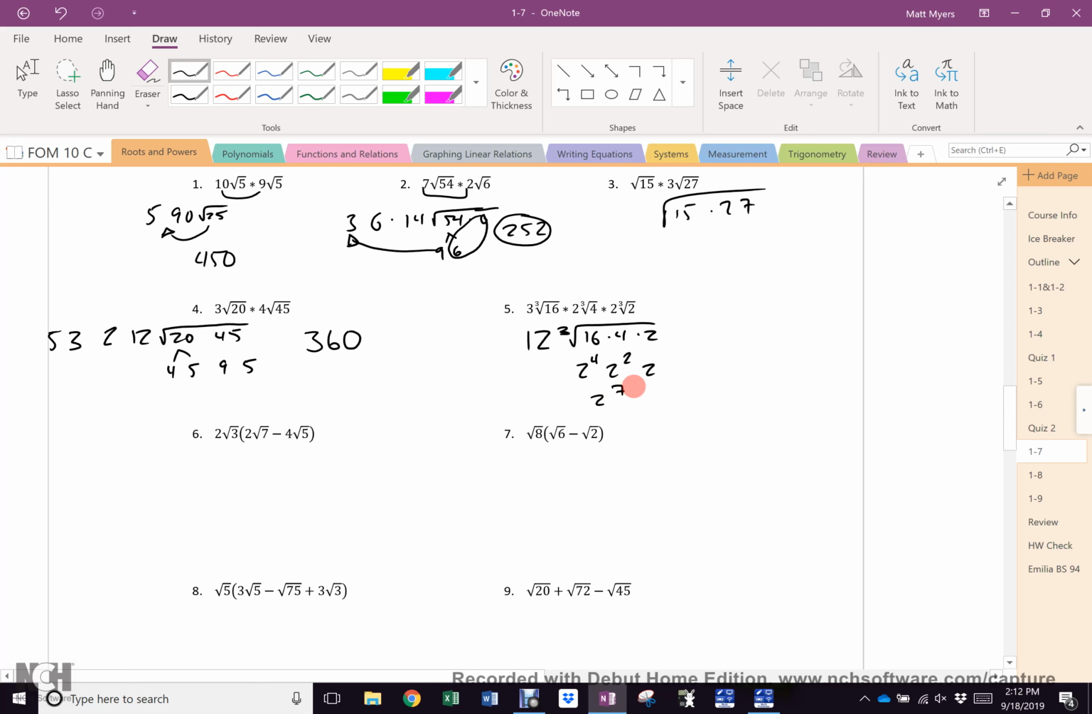2 to the 7th. I'm looking for groups of how big? 3. How many groups of 3 can I get out? 2 of them. So I'm going to bring out 2 2's. 2 times 2 is 4. 4 times 12 is 48. Cube root. What did I leave under there? 1 single 2. Because I brought out 6 of them, and I had 7.